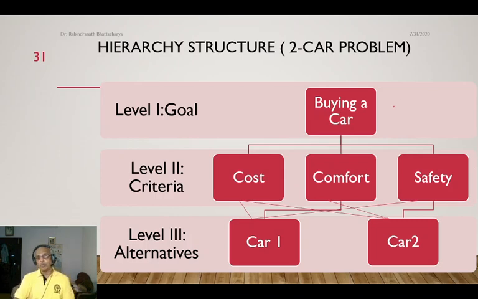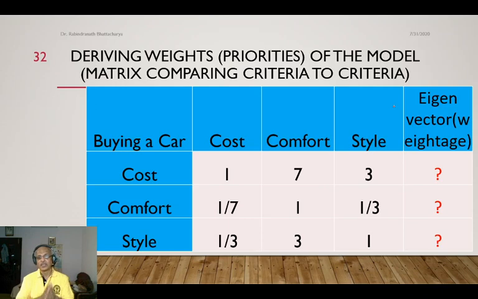So what should you do? I am comparing criteria to criteria, and my objective is to buy a car. So what weightage must I give to cost, comfort and style? Now I form the matrix. How do I form the matrix? Cost to cost, if I compare, it is 1. Comfort to comfort, it is 1. And style to style is 1.